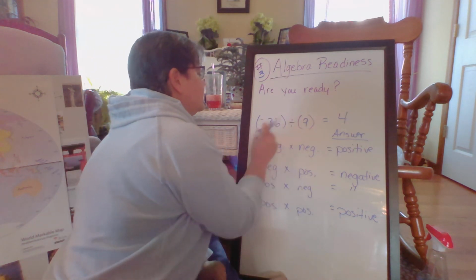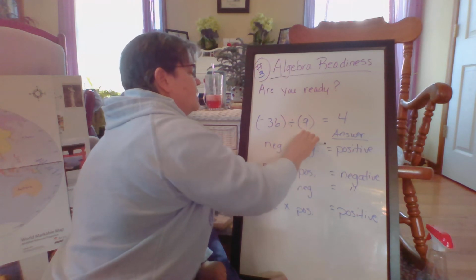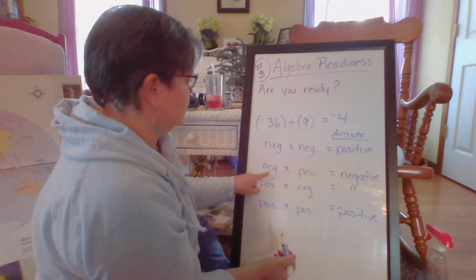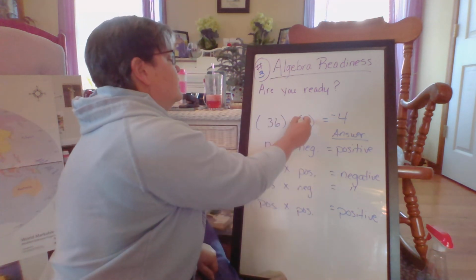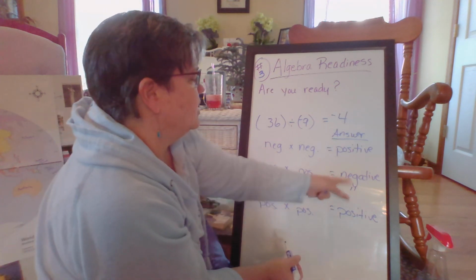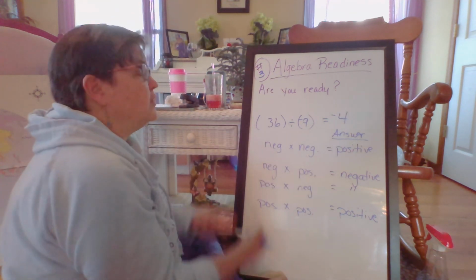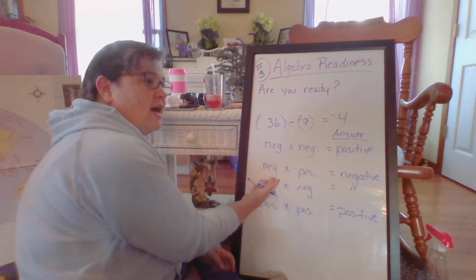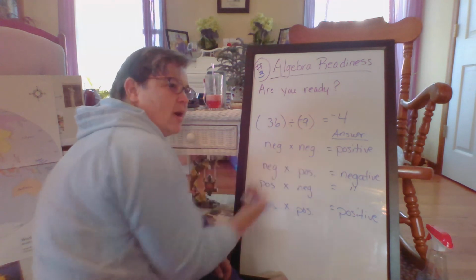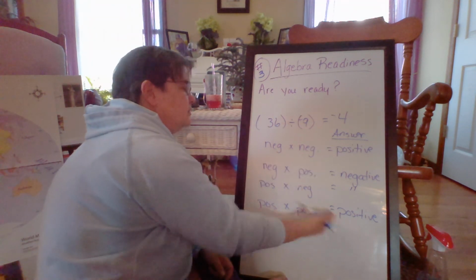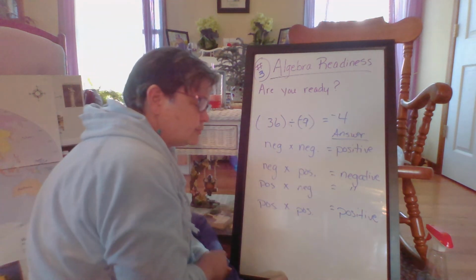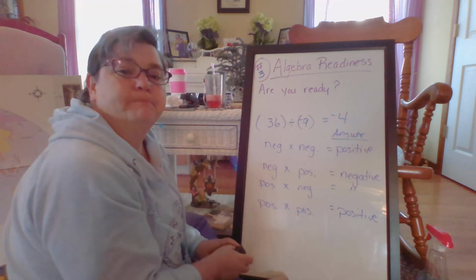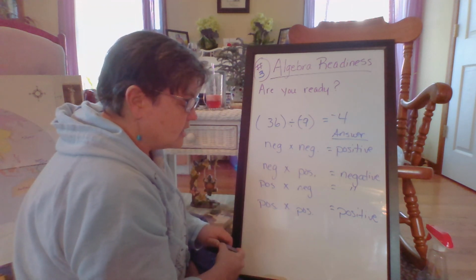If one is negative and one is positive, the answer will be negative. And if I made this positive and this negative, once again, my answer would be negative. So multiplication and division are very similar. So when you're multiplying or dividing, negative and negative gives you positive, positive, positive gives you positive. And if you have one of each, your answer will be negative. So that is basically how we do that.